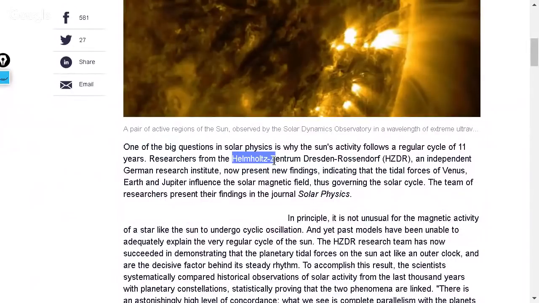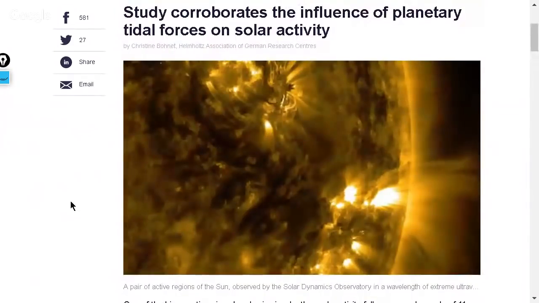From Helmholtz Zentrum Dresden Rossendorf. Thanks, guys. Super interesting article here about the 11-year sunspot cycle and how it seems to be related to tidal activity.